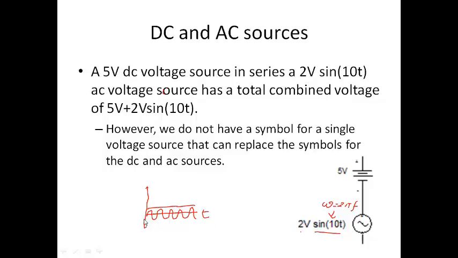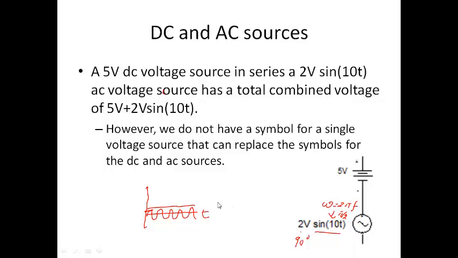And 2 volt is the maximum voltage, which occurs usually at 90 degrees, when this quantity is equal to 90 degrees, or pi by 2 in radians, and then this magnitude will be 2.